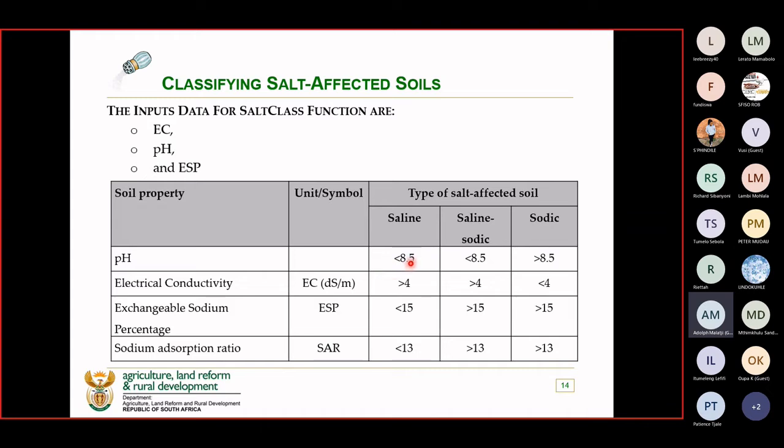So now in this table, this is the FAO classification criterion. So we say if your pH is less than 8.5 and your electrical conductivity is above 4, and your ESP is less than 15, then that is a saline soil. If it is greater than 8.5, then that is your sodic soil. So that is the first thing. Is this soil saline or saline sodic or sodic? And then we are going to use those three maps to determine that.